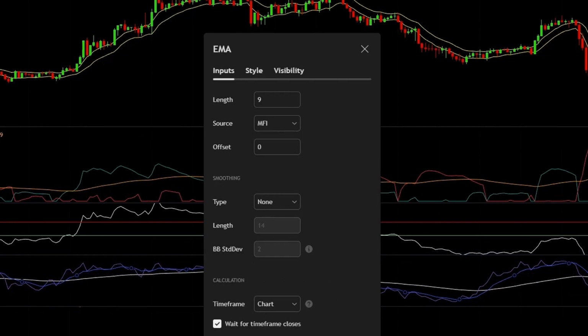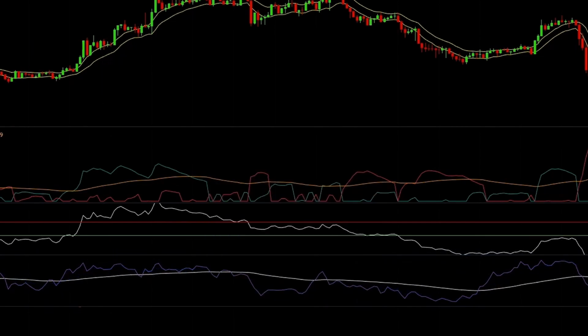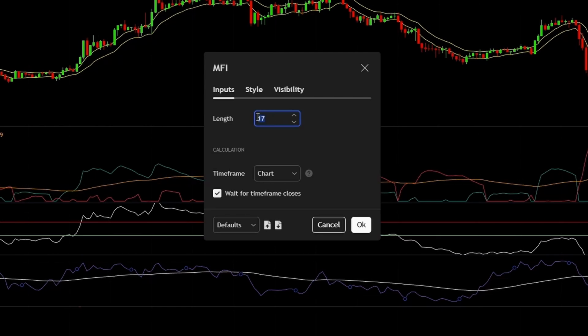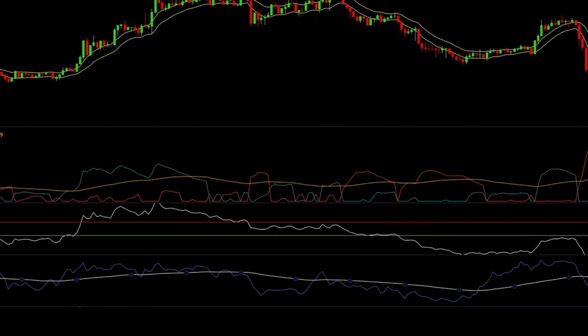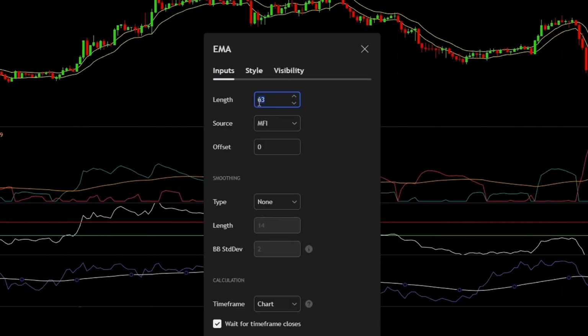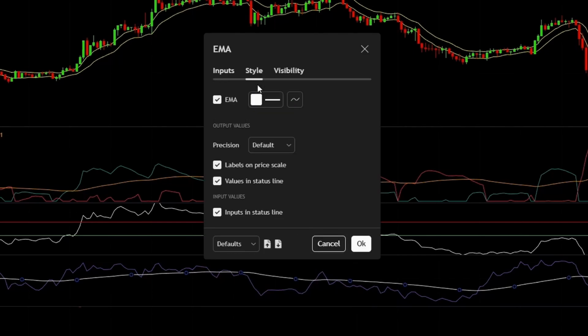Now I already set up the correct settings, so let's go over that. Open up the MFI, set its length to 17. In the styles tab you can untick all of these options, we won't need those. Then open up the MFI based EMA. Make sure it has a 63 length and its source is MFI. And in this case I colored it white.